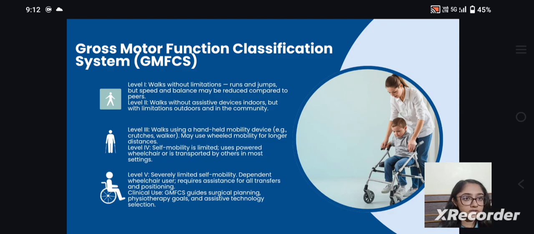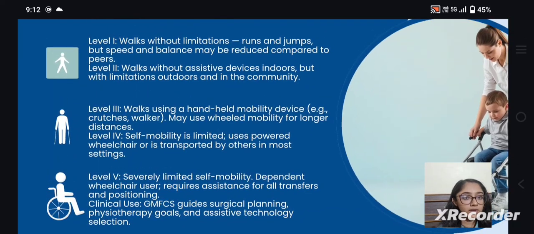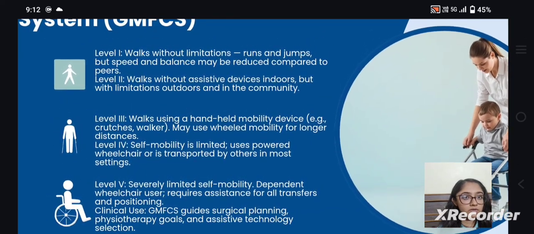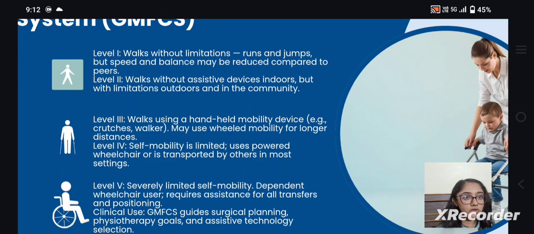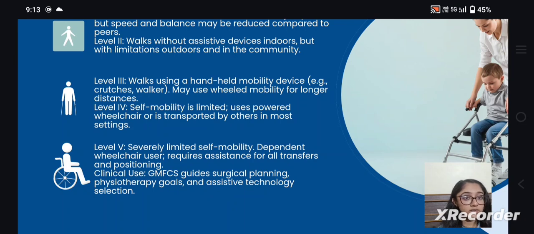Then the gross motor function classification system. There will be level 1 to 5, as we discussed earlier. Level 1 walks without limitations, runs and jumps, but speed and balance may be reduced compared to peers. Level 2 walks without assistive devices indoors, but with limitations outdoors and in the community. And level 3 walks using a handheld mobility device, for example crutches or a walker, and may use wheeled mobility for longer distances.